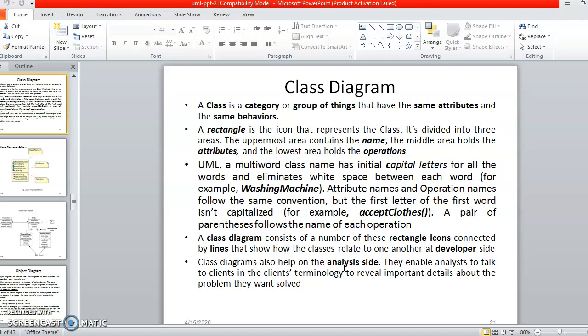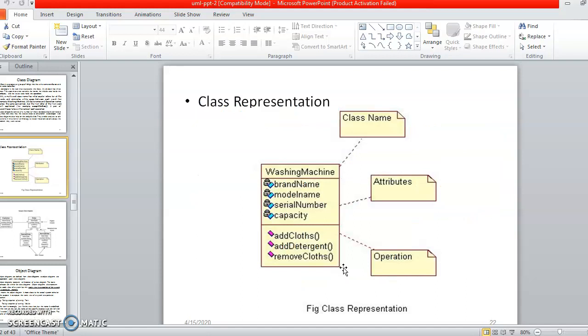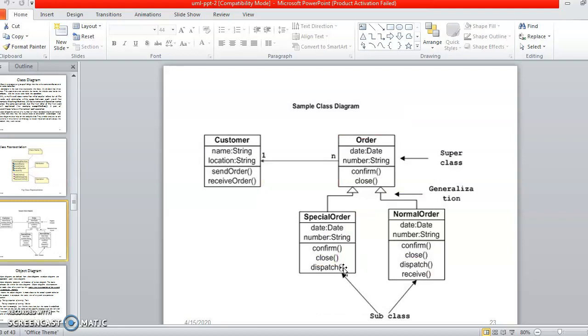A class diagram consists of a number of these rectangle icons connected by lines that show how the classes are related to one another at the developer side. This figure shows class diagrams, a number of classes and their connections are there. A class diagram shows classes, attributes and operations. One more example: the first class is customer, having its attributes as well as operations.